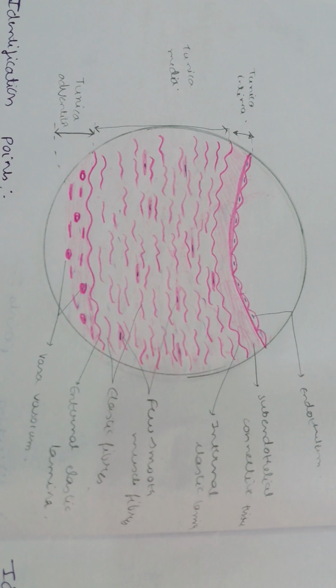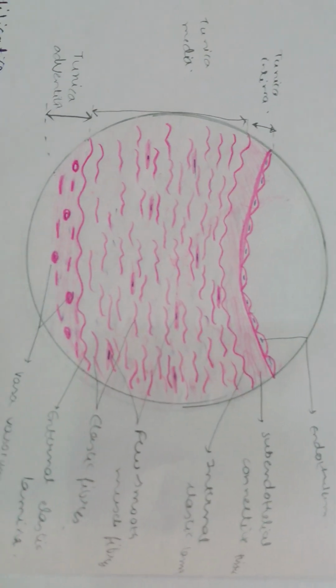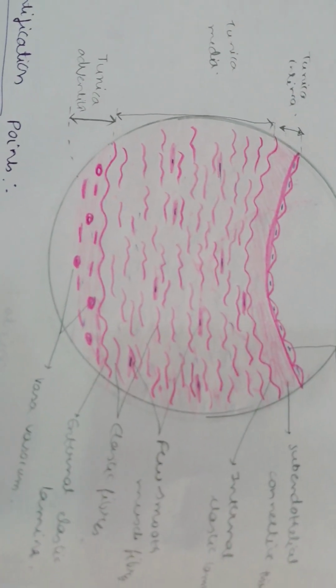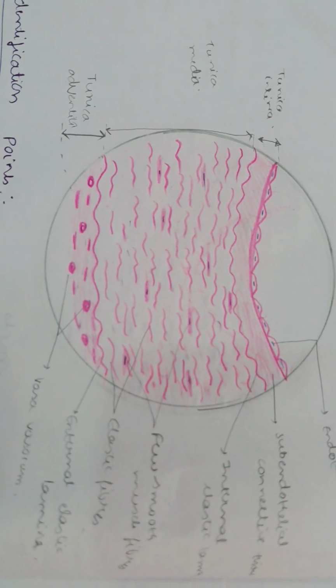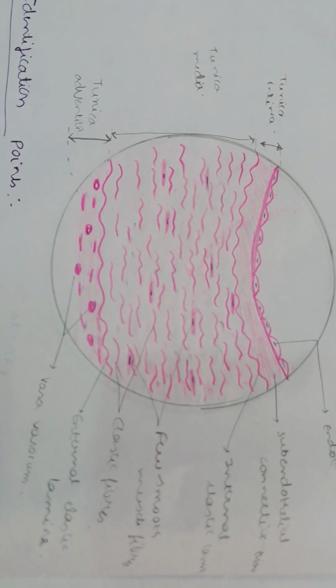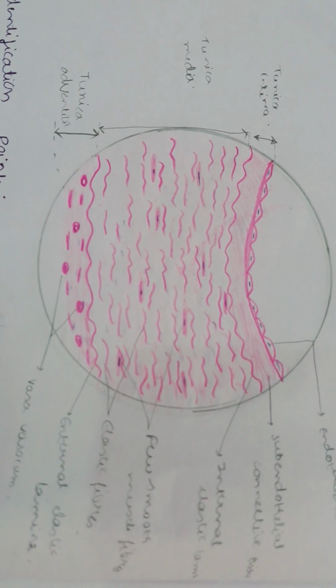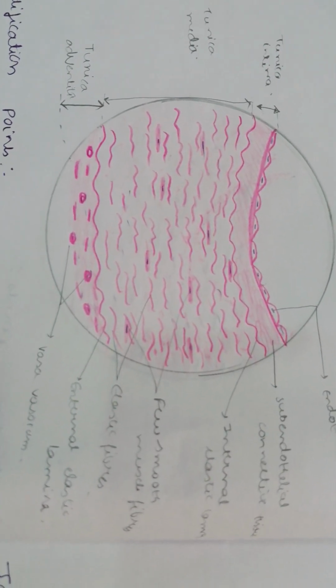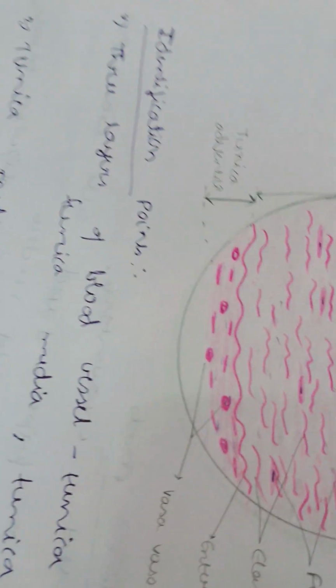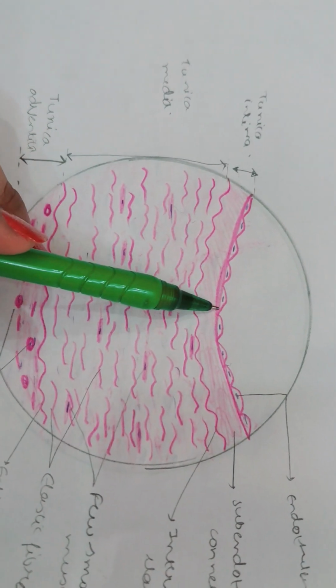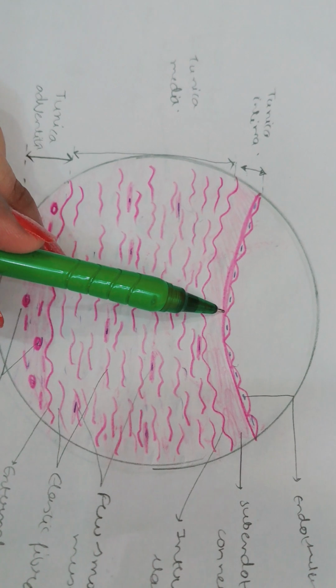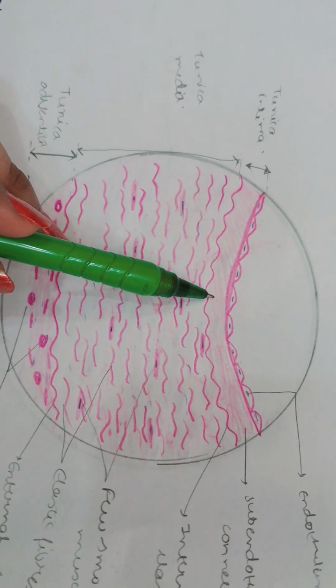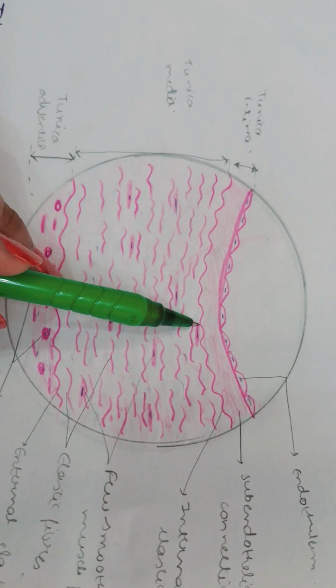Now let us see the identification points of each layer. Three layers of blood vessel: tunica intima, tunica media and tunica adventitia or externa. Tunica media is thickest with more elastic fibers in large arteries. Tunica intima is the innermost layer. It consists of flat squamous cells that line the lumen, and subendothelial connective tissue and internal elastic lamina.